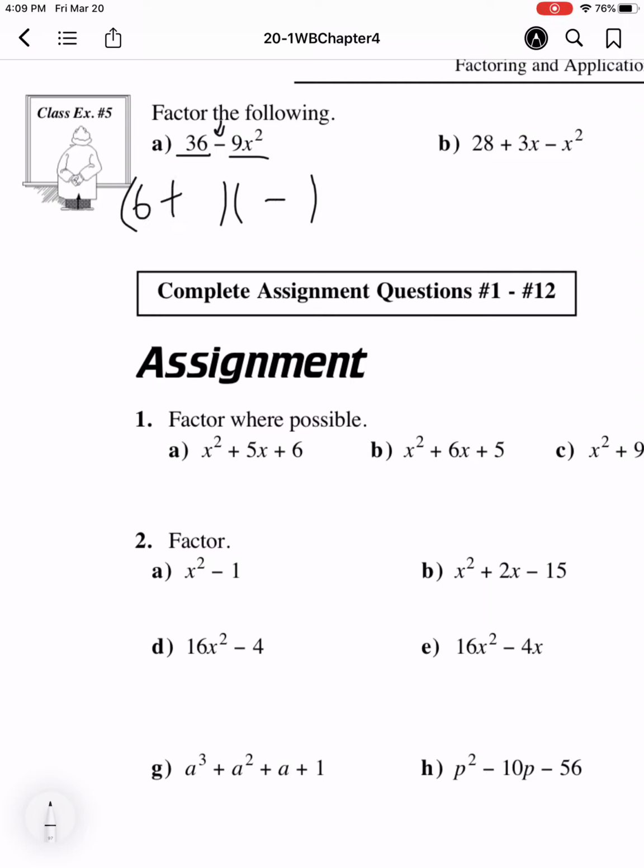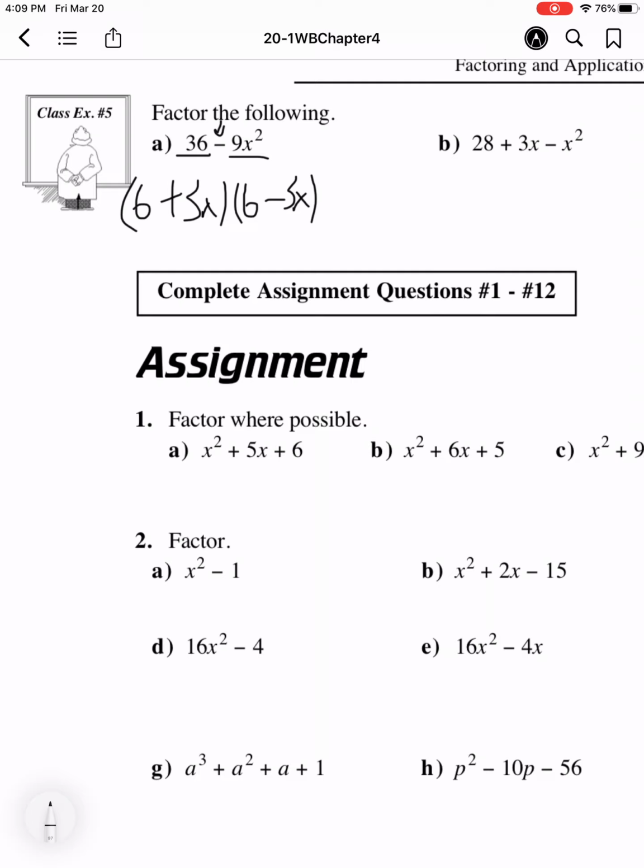36's square root is 6. Put that in the front of both of those. And 9x squared's square root is 3x. 3x. All right, and that's what we get there. So that's kind of the gist of it.